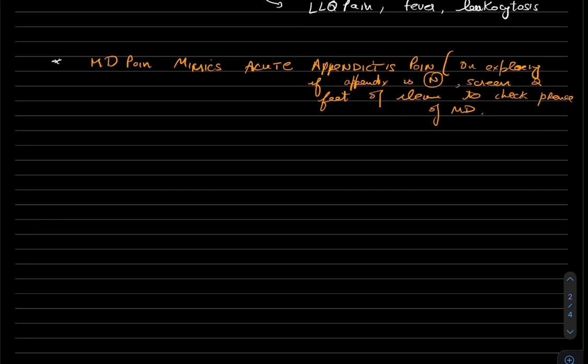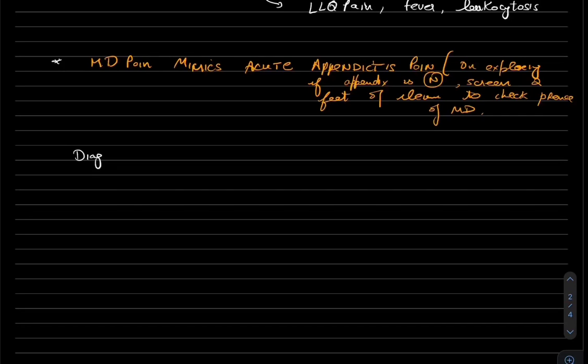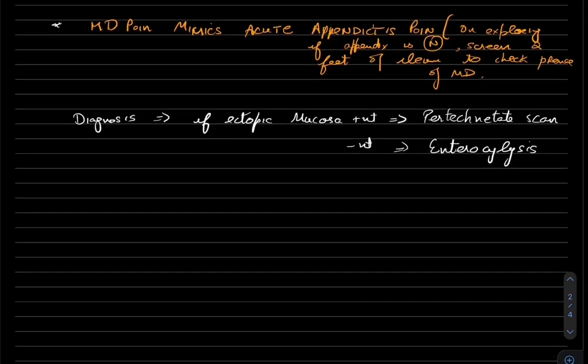Next, diagnosis. If ectopic mucosa is present, we have to do a pertechnetate scan. And if it is absent, we have to do enteroclysis. Okay.